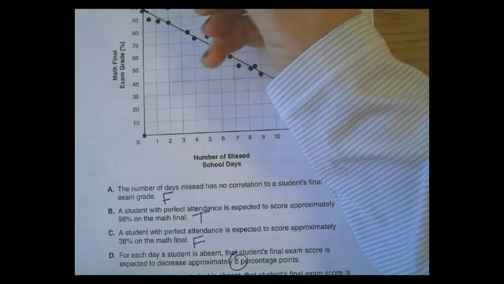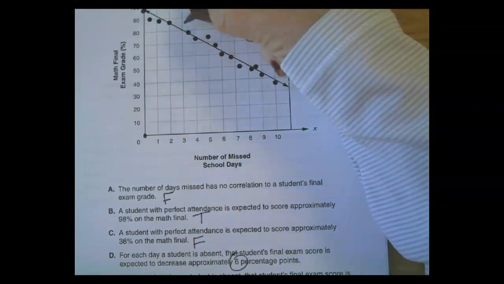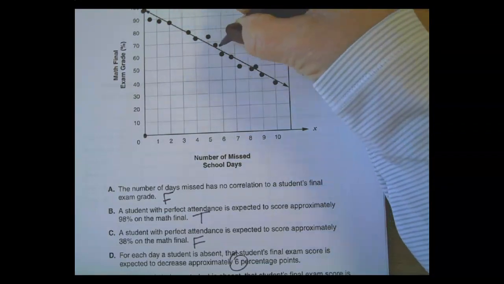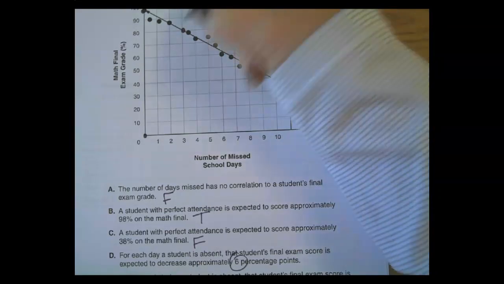For each day a student is absent, the student's final score is expected to decrease by 6%. So let's take a look. Let's find a point. We can use that and follow this along. And where's another point? Ooh, here's a point. Do I want to find another point?